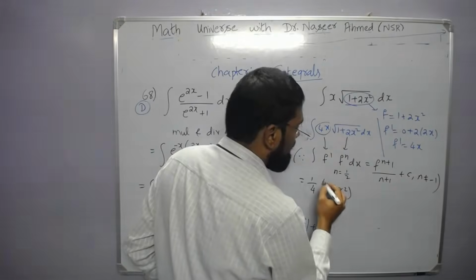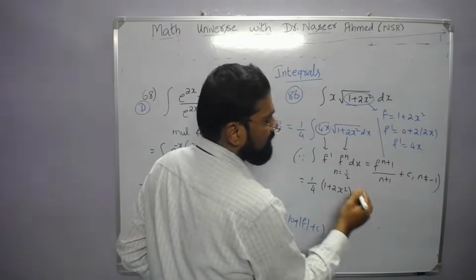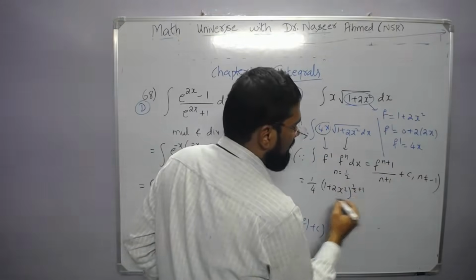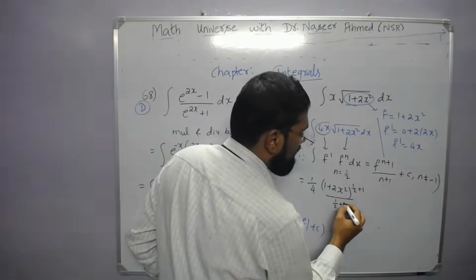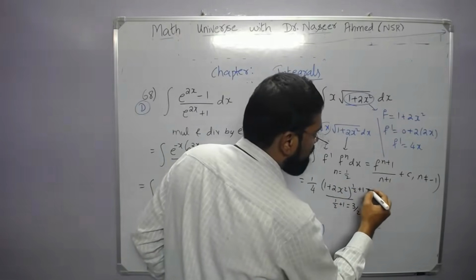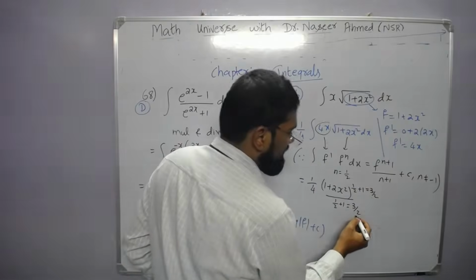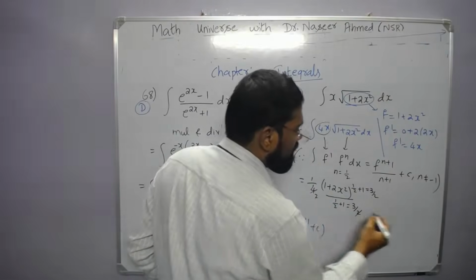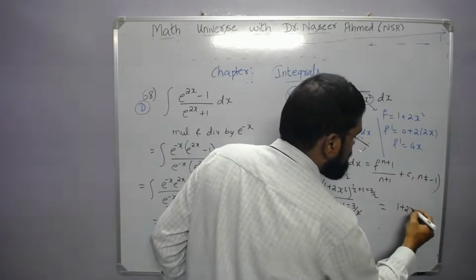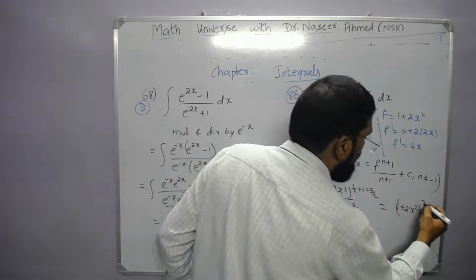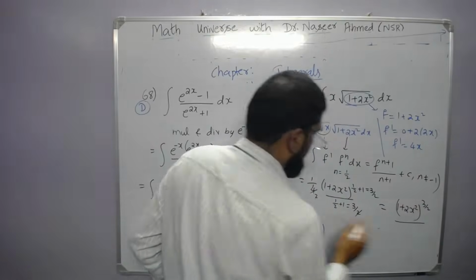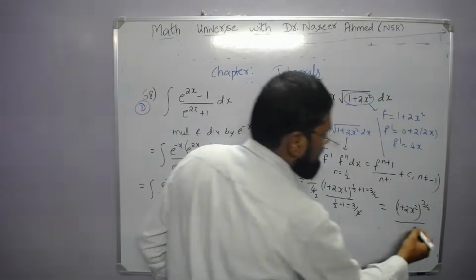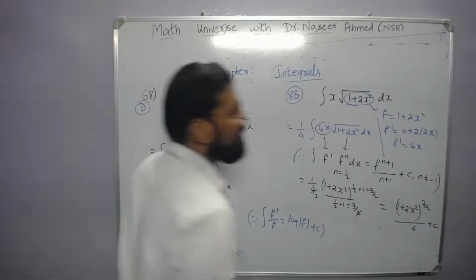Square. Then n is half. So half plus 1 divided by half plus 1. Half plus 1 is 3 by 2. Here also 3 by 2. So these two ones are 2, twos are 2 into 3, 6. So 1 plus 2x square whole power 3 by 2 divided by 3 into 2, which is 6, plus c.